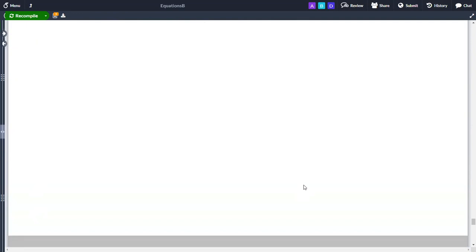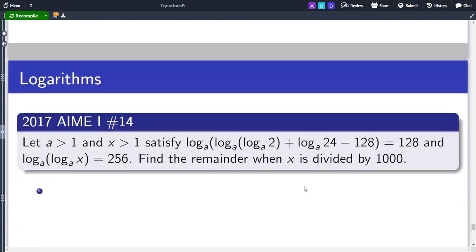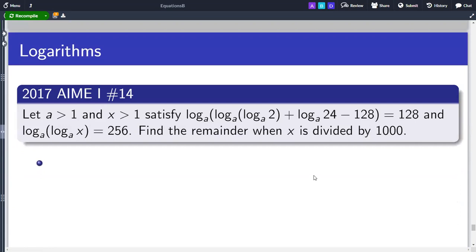We didn't need the empty slide for that one, but for this next problem, we probably will. So there are a lot of logs in this problem. I'll give you a couple of minutes to look it over.